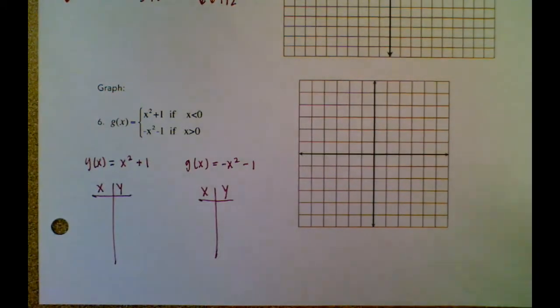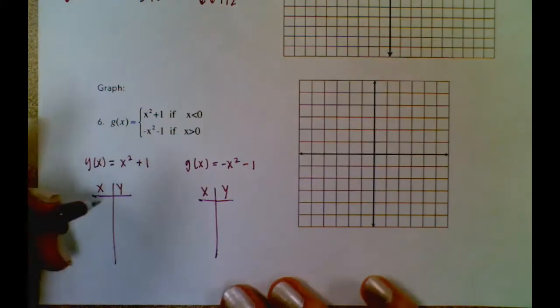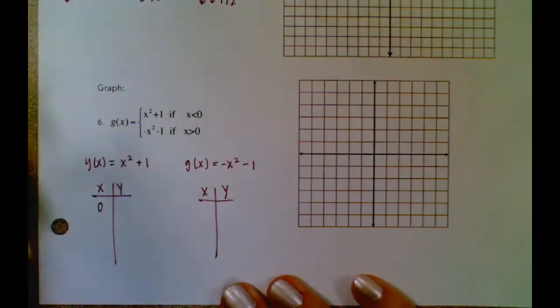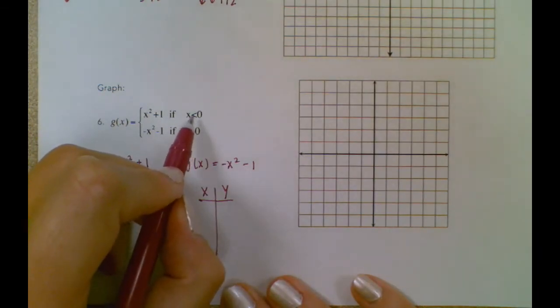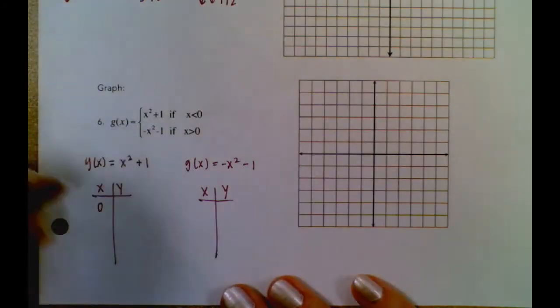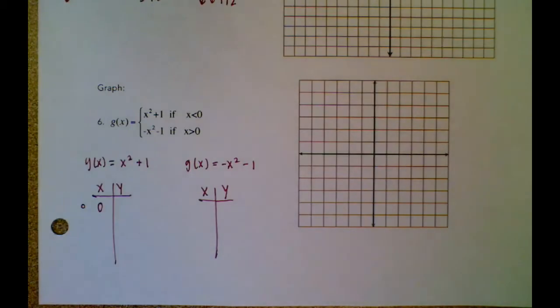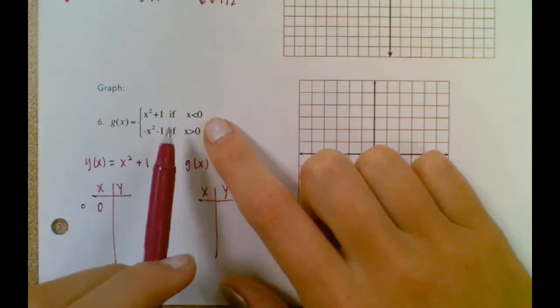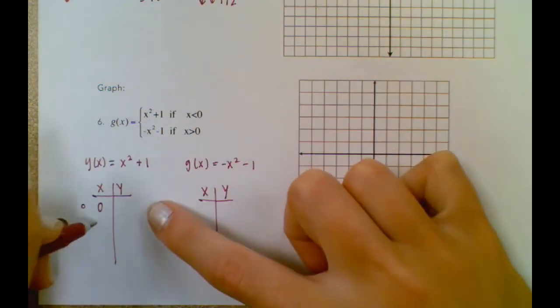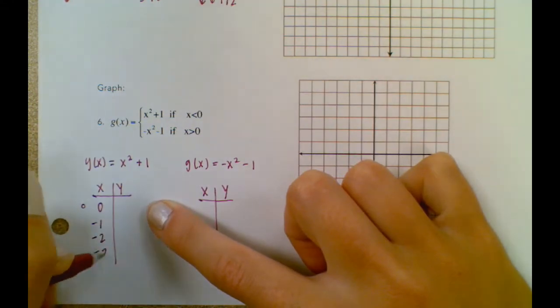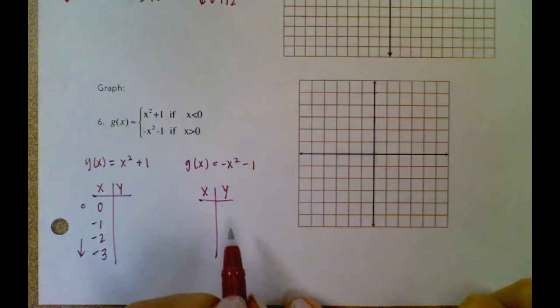Okay, from here, we're starting at 0. It's our domain. Okay, it's all the x values that are less than 0. Well, first of all, I know I'm going to have an open circle there, right? And then values that are less than 0: negative 1, negative 2, negative 3. And that's just going to keep going forever.